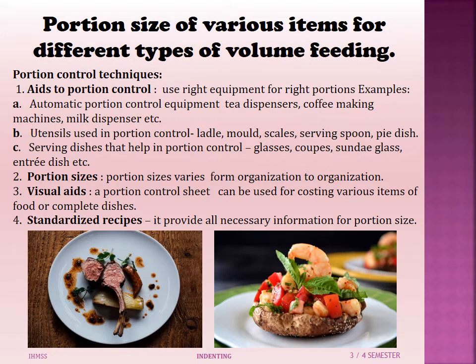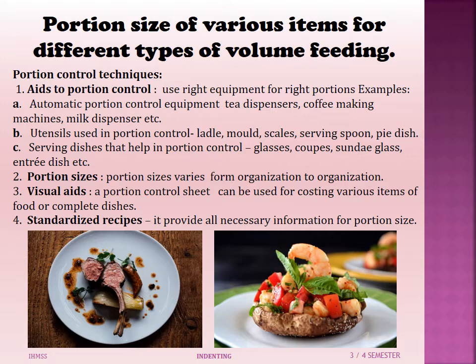Portion size continuation. Portion size techniques are aids to control portions. Use the right equipment for the right portion. Example, automatic portion control equipment, tea dispensers, coffee making machines and milk dispensers. Utensils used in portion control: ladle, small scale, serving spoon, pie dish, etc. Serving dishes that help in portion control, that is glasses, cups, sundae glass, entree dishes, etc.